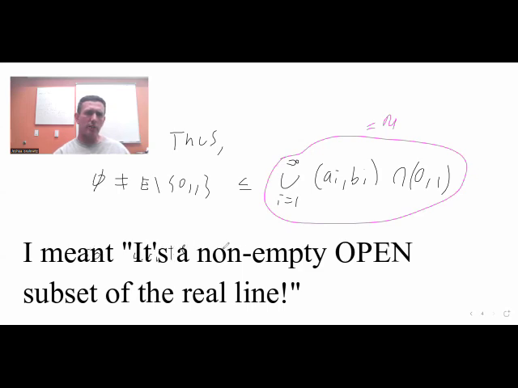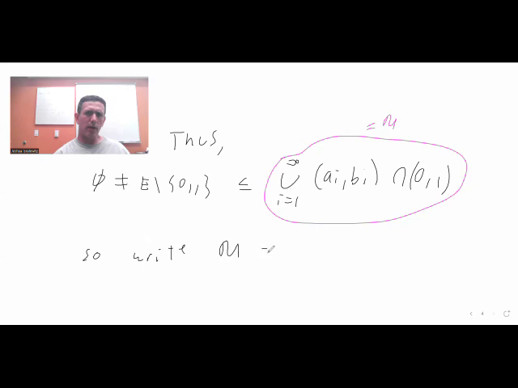So we can write U as the disjoint union of these intervals here. We can always do that for a non-empty subset of the real line. We're writing U as the disjoint union of these open intervals. We're just calling them a_i prime, b_i prime, for lack of anything better to call them.